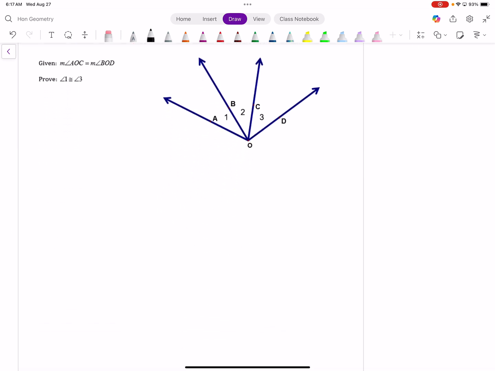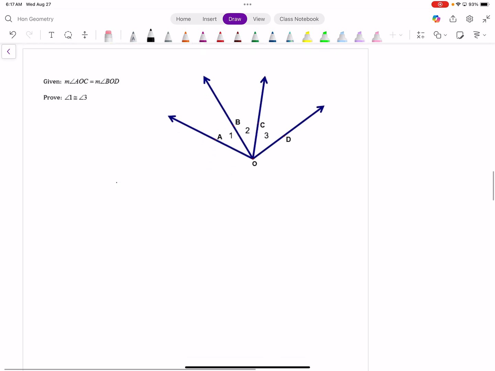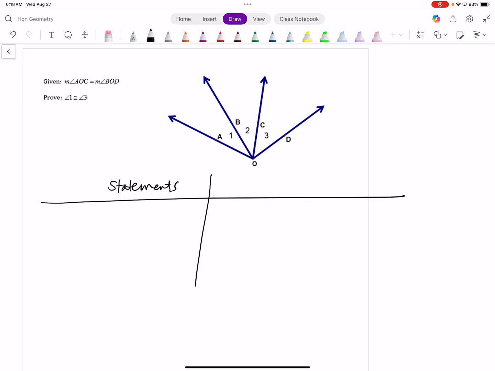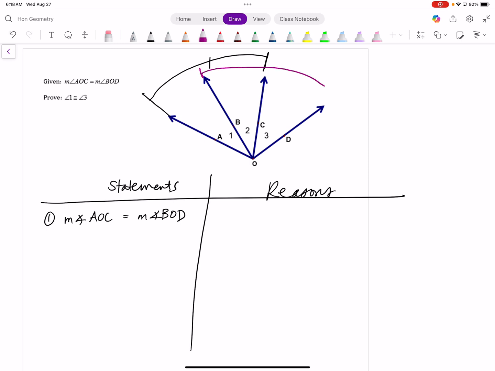So this one, they drew the diagram for us. So I'm going to go ahead and just get my 2 columns ready. I'm going to have statements. And I'm going to have reasons. All right, so the measure of angle AOC is equal to the measure of angle BOD. And always mark your diagrams up. Okay, so AOC, this angle right here is congruent to BOD's, this angle right there. Okay.